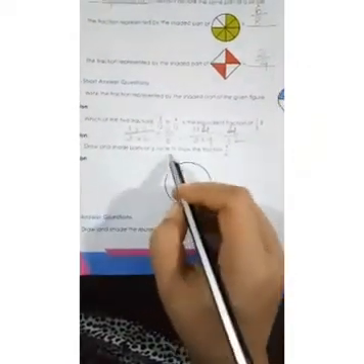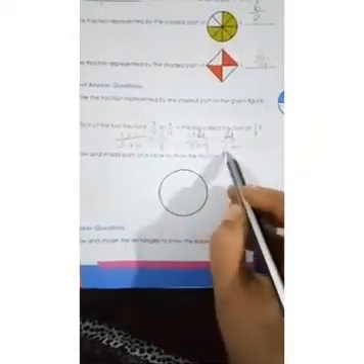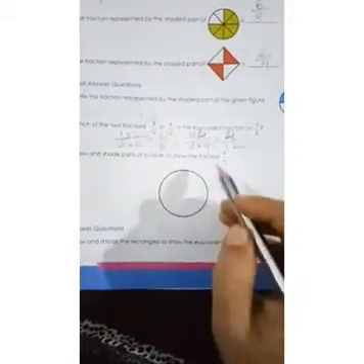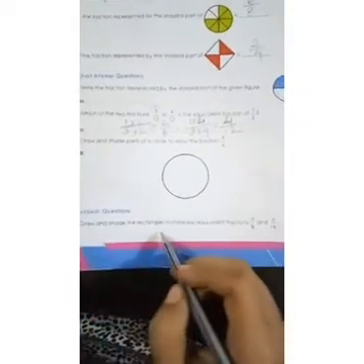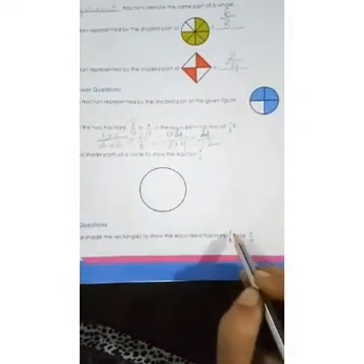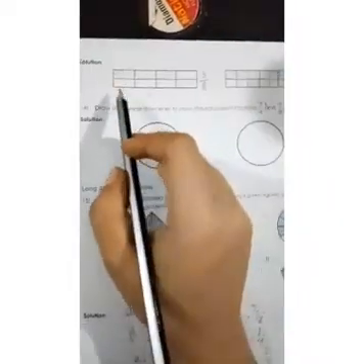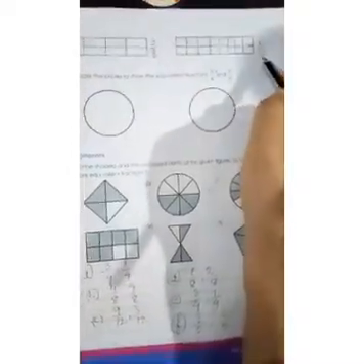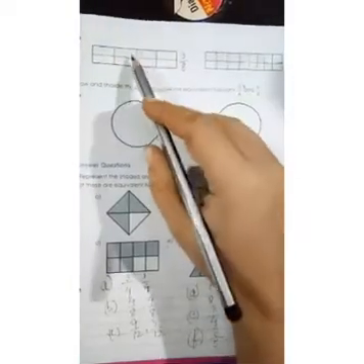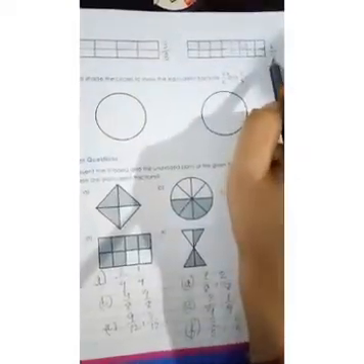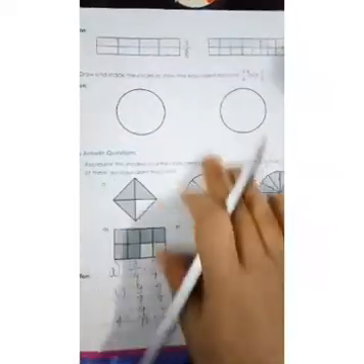Draw and shade parts of a circle to show the fraction 4 by 6. So divide the circle into 6 equal parts and then shade 4 out of 6. Draw and shade the rectangles to show the equivalent fractions 3 by 8 and 6 by 16. Now how can you do that? You look at the figure here. I have divided this into 8 equal parts because 8 is here, and the next figure is 16 equal parts because there are 16 total number of parts. Now shade 3 out of it and shade 6 out of it. Okay, similarly you have to do this.